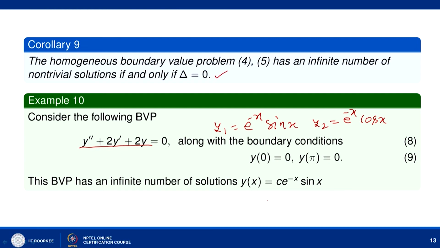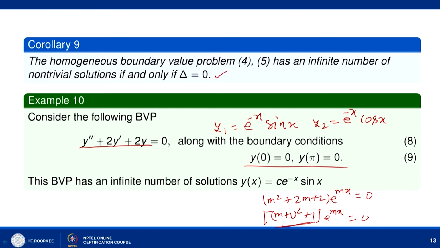You can simply check that. Your auxiliary equation is (m square plus 2m plus 2) e to power mx equal to 0, and it is ((m plus 1) whole square plus 1) e to power mx equal to 0. When you put y as e to power mx as a solution here, you will get this as a solution. So, this quantity has to be 0, and using the boundary condition you can fix it.